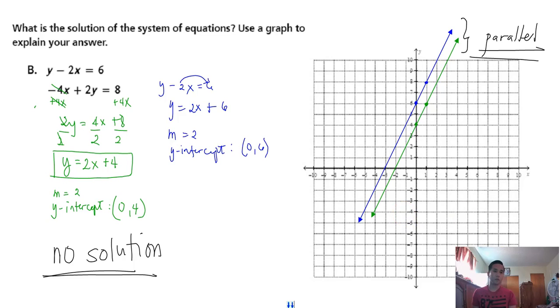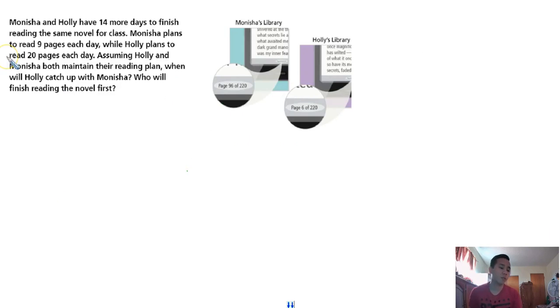Now, let's see this one. It's a word problem, an application of system of linear equations. So Monisha and Holly have 14 more days to finish reading the same novel for class. Monisha plans to read 9 pages each day, while Holly plans to read 20 pages each day. Assuming Holly and Monisha both maintain their reading plan, when will Holly catch up with Monisha? Who will finish the novel first?